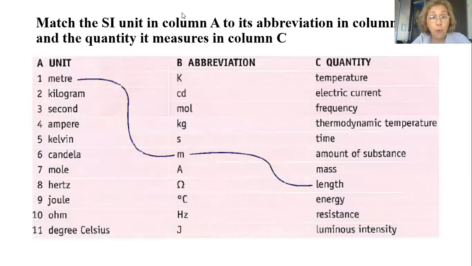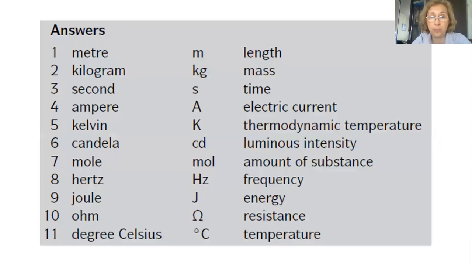But for example, for mass, it's kilogram. It's not gram. So it has the prefix kilo. This is the base unit, not gram, not centi, not ton, but kilogram is the base unit.